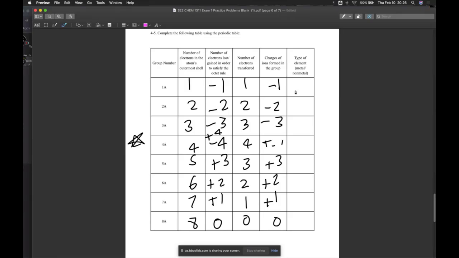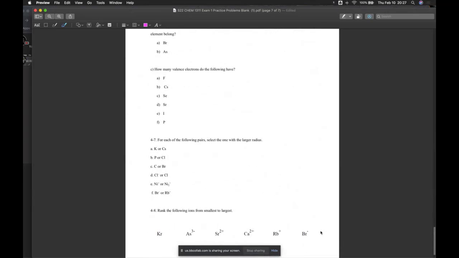So this is going to be metal, metal, metal. So this one can be any of the 3. So metal, non-metal, non-metal, and metalloid. And then these ones are usually non-metals, because non-metals usually want to gain electrons. And the group 8 noble gases are non-metals too.